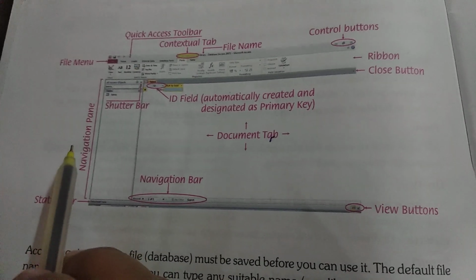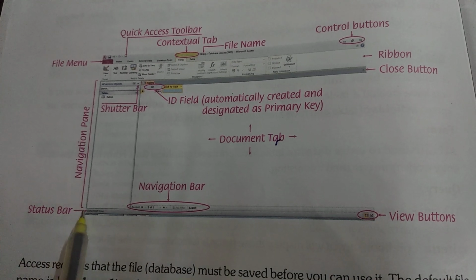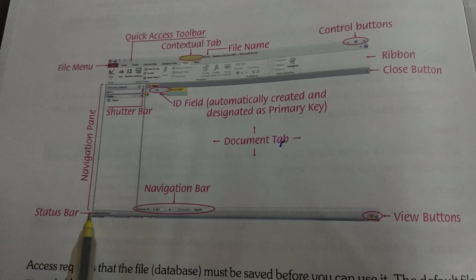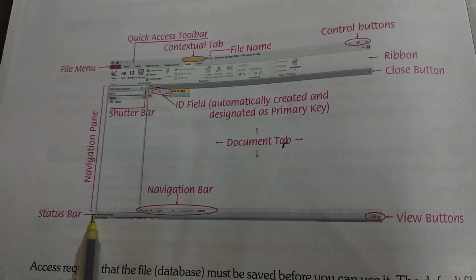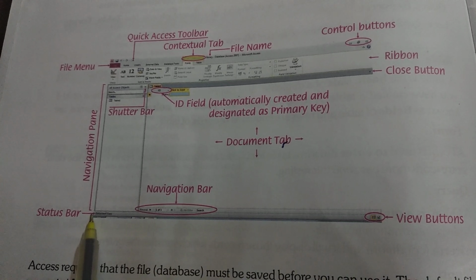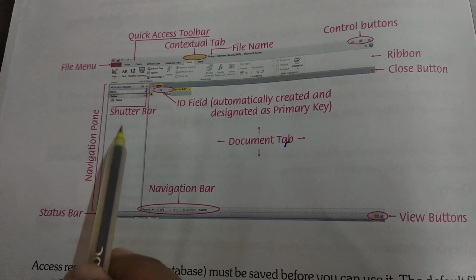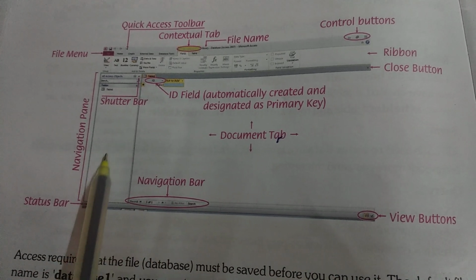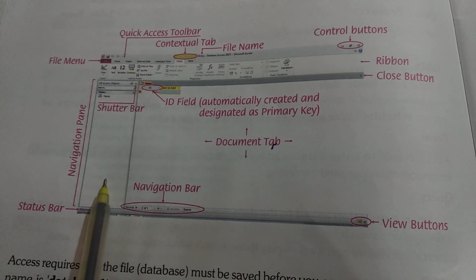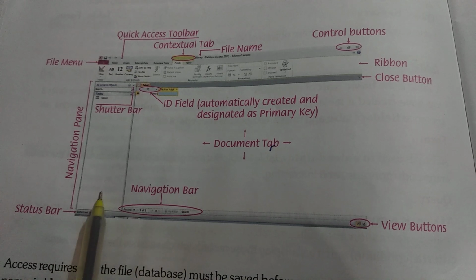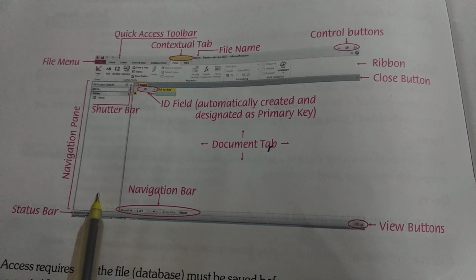Okay. Other parts are this navigation pane. Navigation pane is on the left side of the Access screen. It is useful to view and access all database objects. Here all database objects will come when you create them. Tables, forms, queries, reports, all will be shown here. Now you can open them by double clicking.